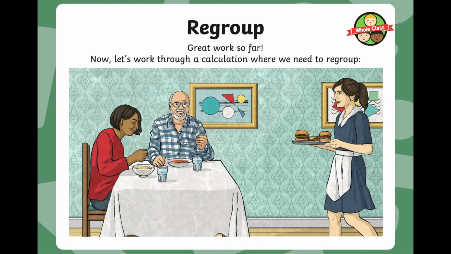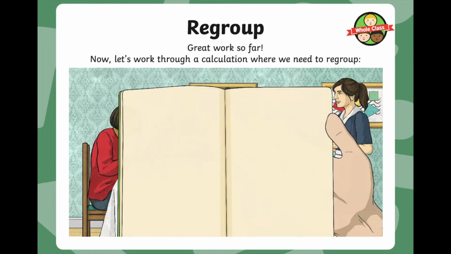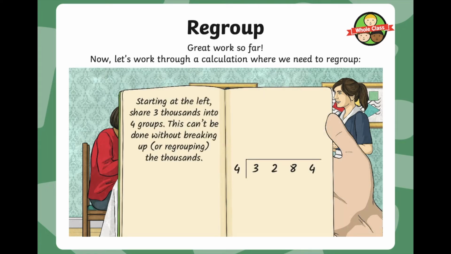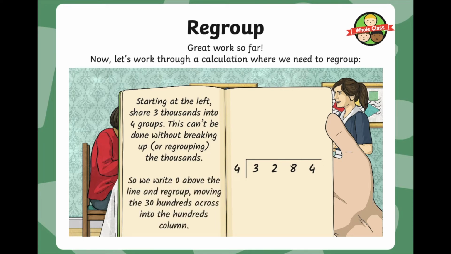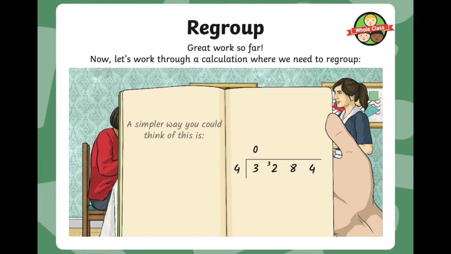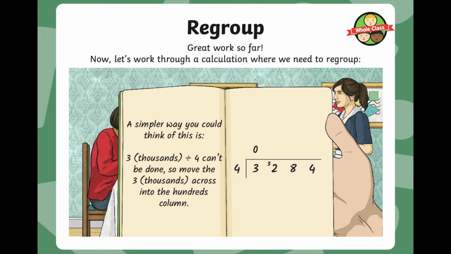Regroup. Great work so far. Now let's work through a calculation where we need to regroup. Starting at the left, share 3 thousands into 4 groups. This can't be done without breaking up or regrouping the thousands. So we write 0 above the line and regroup, moving the 30 hundreds across into the hundreds column. A simpler way you could think of this is 3 divided by 4 can't be done, so move the 3 across into the hundreds column.